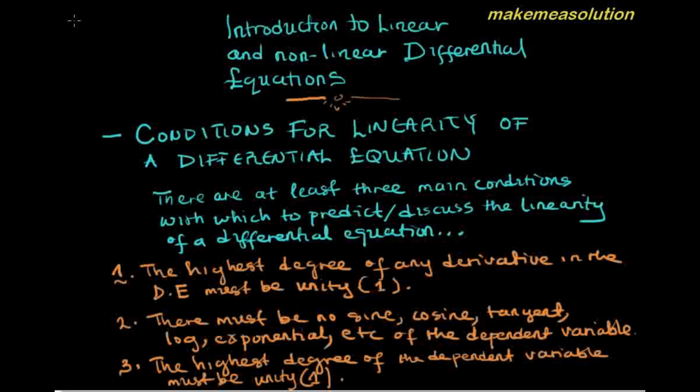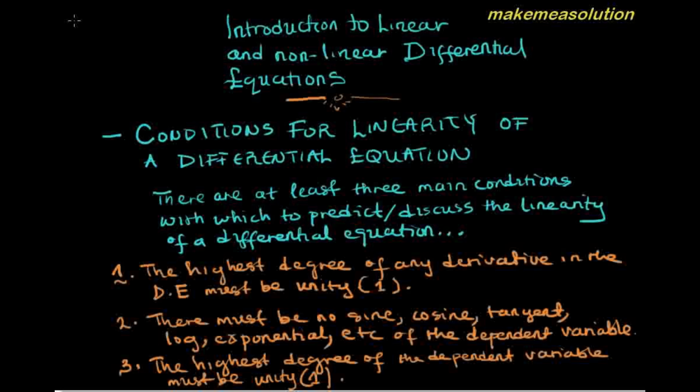Now there are at least three main conditions that you should be able to use to discuss or predict the linearity of a differential equation. So the first one is that the highest degree of any derivative in the differential equation must be 1 or unity. So any derivative that is present in that differential equation must have a power or a degree of 1. Anything other than 1, it is no more linear. Is that okay? I'm going to show you with some examples later on.